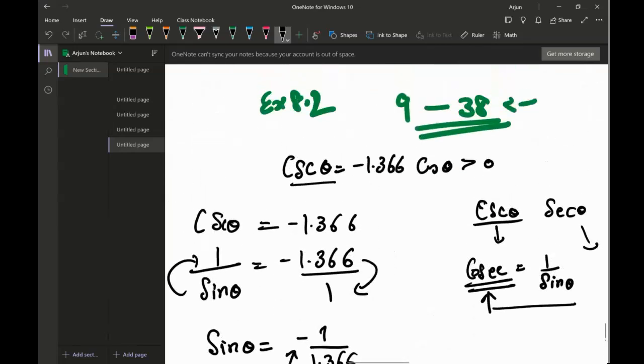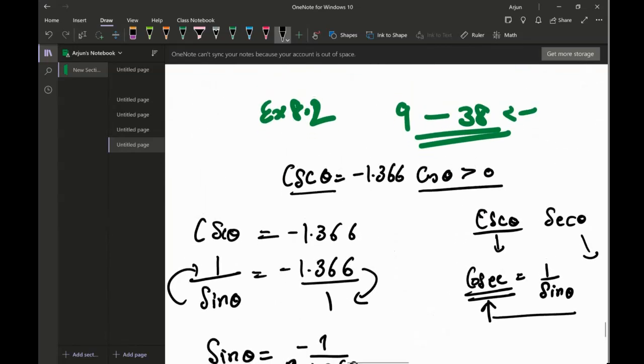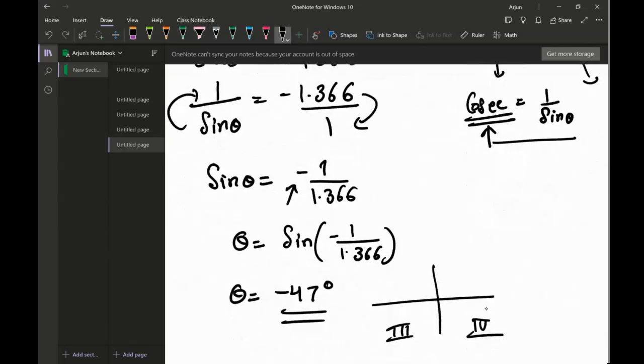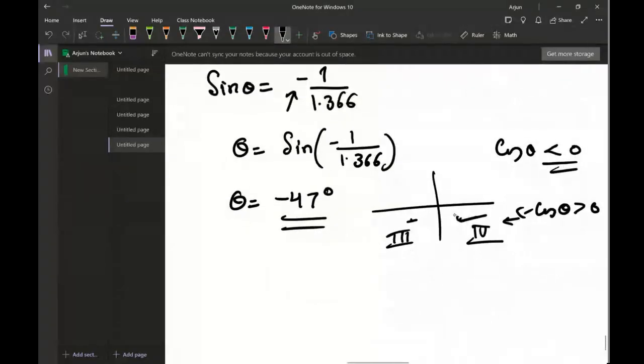However, another condition is given to me: cos theta is greater than 0. So cos is positive in which quadrant? In the fourth quadrant. Cos is negative in the third quadrant, so in the third quadrant cos theta is less than 0. But in the fourth quadrant, cos theta is positive. So cos theta is greater than 0.